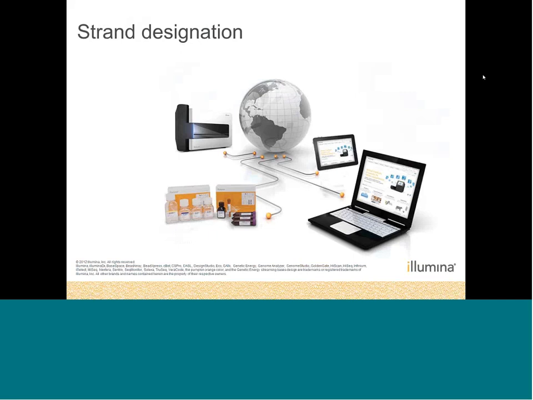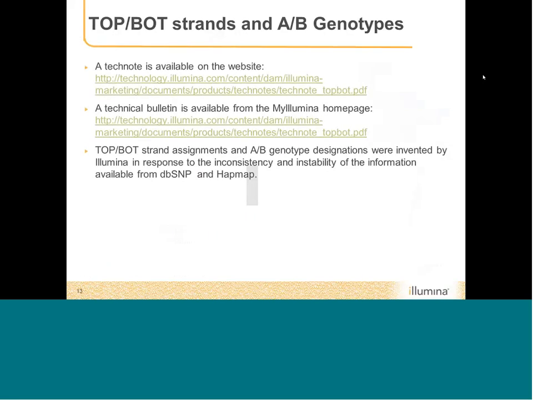Also, keeping in mind that when we design the SNP assay, we look at both strands and then choose the best one for the assay. And so we need to keep in mind always that the probe can be designed on either strand for the SNP. Now, Illumina invented a strand designation on its own. We invented the top/bot strand designation and also the A/B genotype designation.